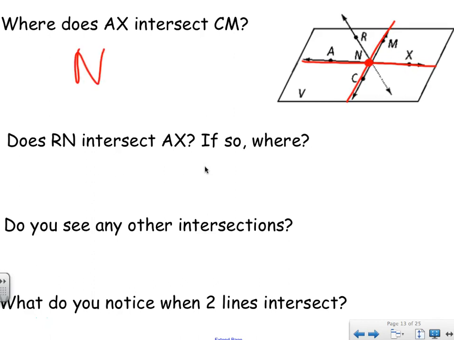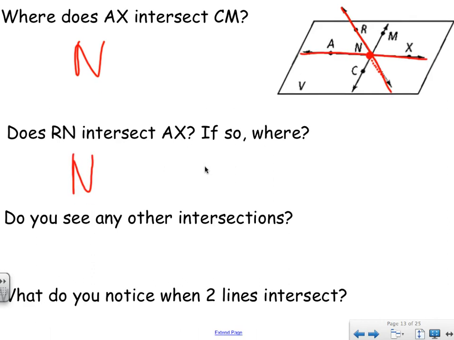Okay? Does RN intersect AX? So remember, if I've got some dotted lines right here, I've got a pencil going through the paper, so I know R is not on the plane, it's in the air. So RN is going to intersect AX right here at point N. Okay? If you need a visual example, I can get a sheet of paper and a pencil. Do you see any other intersections? Do you?